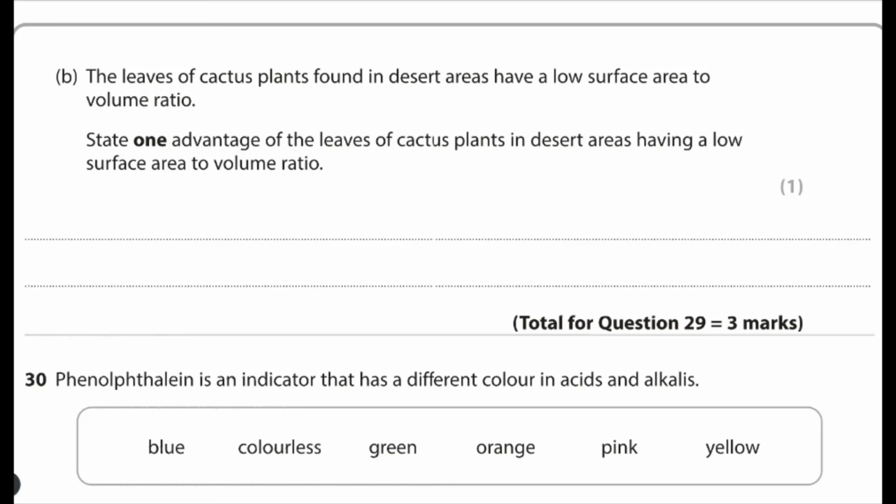The leaves of cactus plants found in desert areas have a low surface area to volume ratio. State one advantage of the leaves of cactus plants in desert areas having a low surface area to volume ratio. It can actually reduce the water loss from the surface of the leaves, and also it can reduce the leaves drying out. Can reduce evaporation.